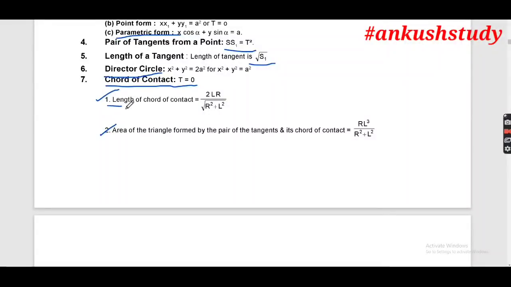The second one, the length of the chord of contact is 2lr upon √(r² + l²), and the area of the triangle formed by the pair of tangents and its chord of contact is r l³ upon (r² + l²).